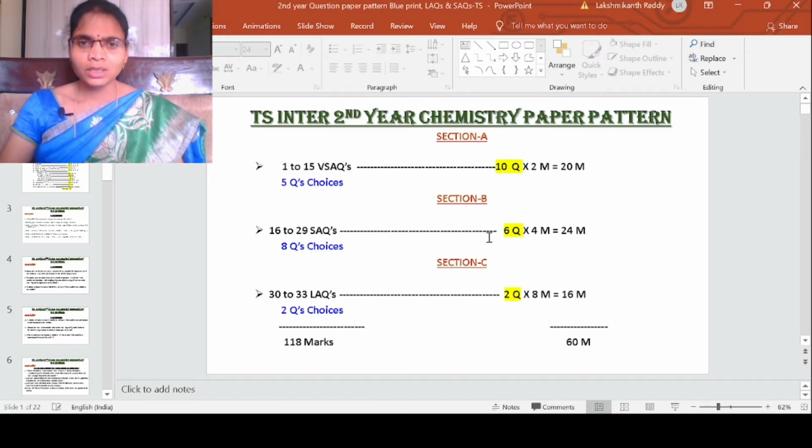Now, the TS Inter second year chemistry paper pattern. In that we have three sections. In section A, we will have 15 VSAQs, and we need to write answers for only 10 VSAQs. In section B, we will have 14 short answer type questions, and we need to write answers for 6 questions only. In the third section, there will be 4 long answers, and we need to write 2 long answers only.